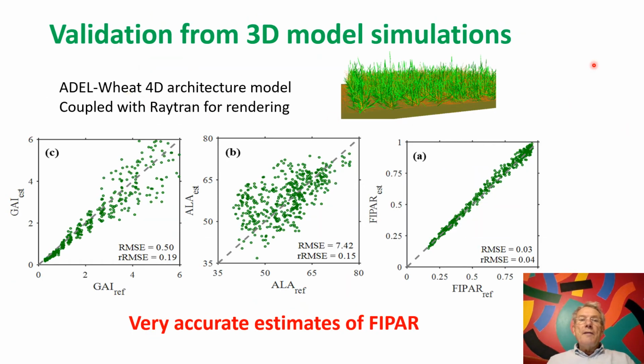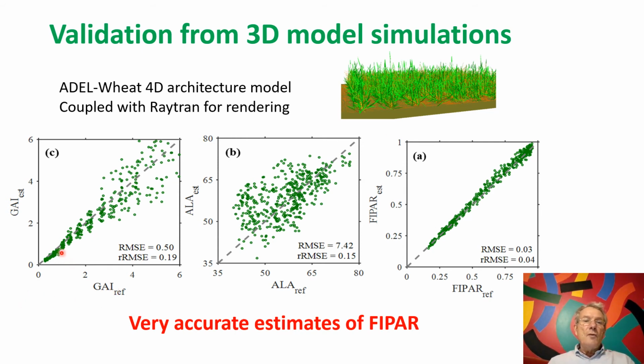These findings were validated from 3D model simulations using the ADEL-Wheat architecture model that allows to derive a very realistic 3D description of the canopy architecture and its dynamics. That's why it's 4D. It can be coupled with Raytrix, which is a rendering machine that allows to compute the images corresponding to these scenes, same images as a RGB camera could get on the same scenes.